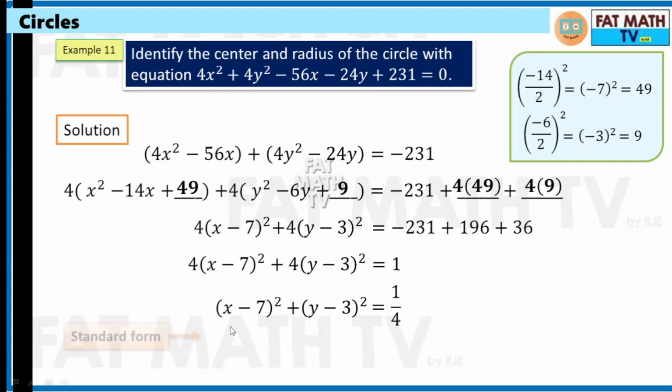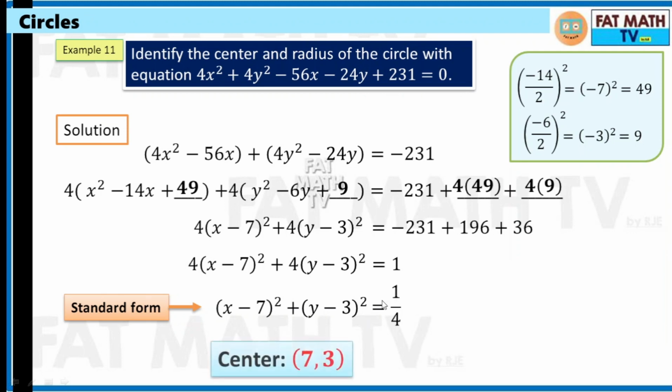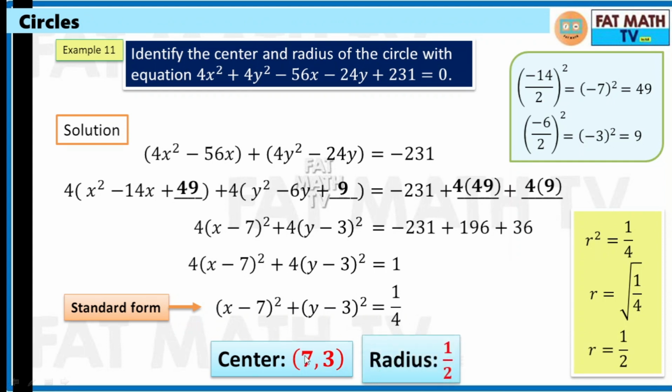And this time, it is already in standard form with h 7, k 3, and r squared is 1/4. So center is at 7, 3, and then r squared is 1/4, so the square root of 1/4 is 1/2. So the radius is 1/2.